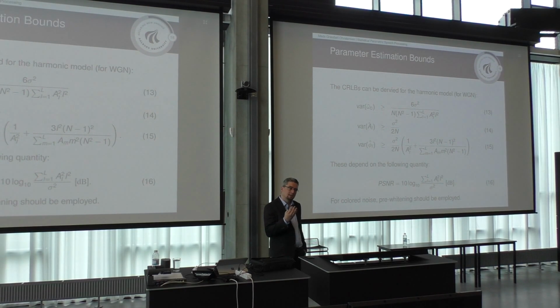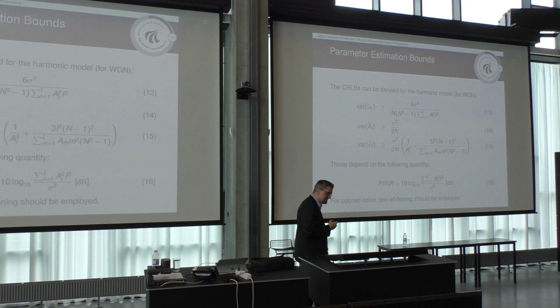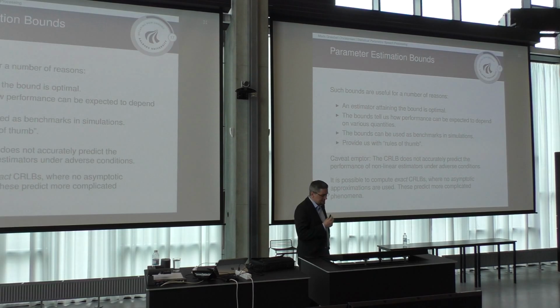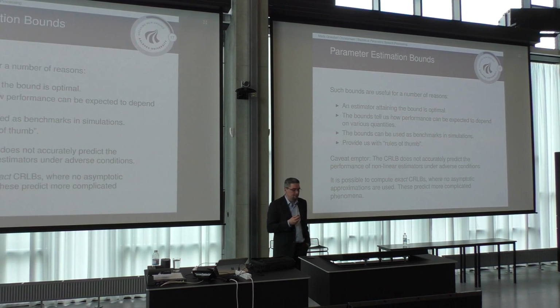So you change the noise power spectral density such that it's right, and you change the amplitudes in the process also. And then you can apply the result there. These bounds are useful for a number of reasons. One is that if you can show that an estimator attains the bound, well, then you know it's optimal, and you can stop searching for a better estimator. The bound also tells us how performance can depend on different quantities.